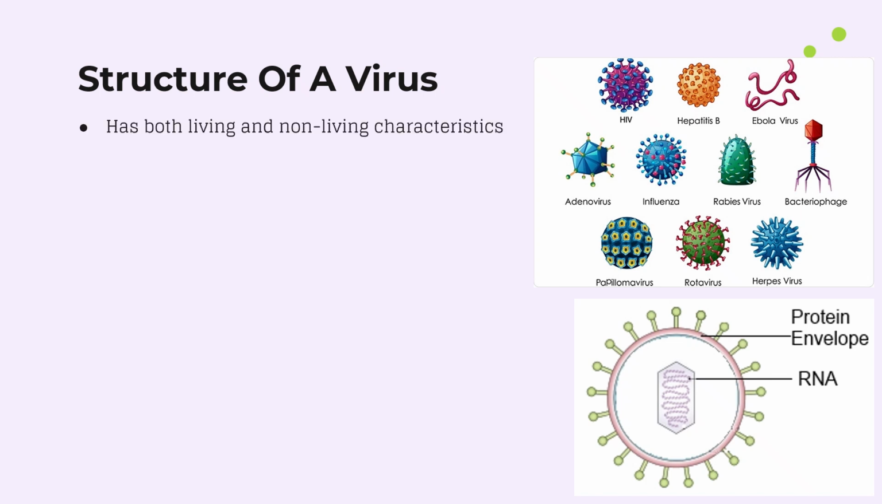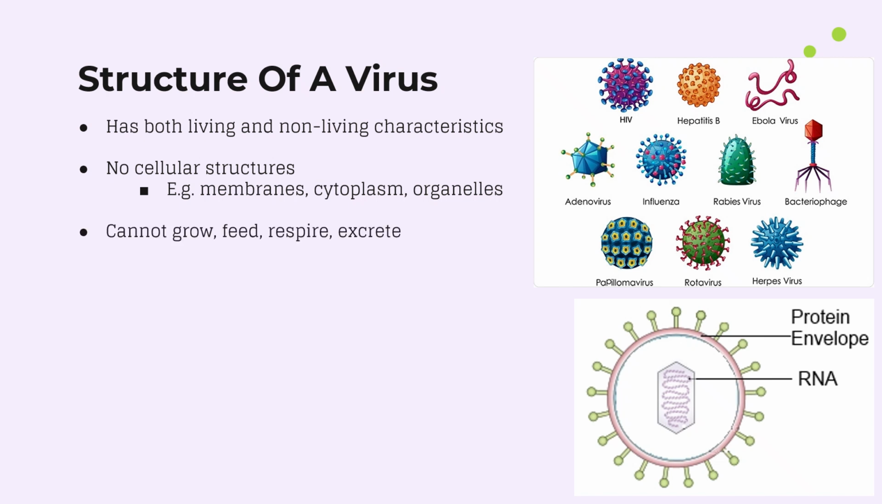Now a virus is quite unique because a virus has both living and non-living characteristics. A virus actually has no cellular structures. They don't have organelles, they don't have a nucleus, they don't have cytoplasm. They don't have a cell membrane. They cannot grow, they cannot metabolize, they cannot feed, respire, or excrete. So basically they are not alive. However, they can reproduce. And they can only reproduce in living cells.